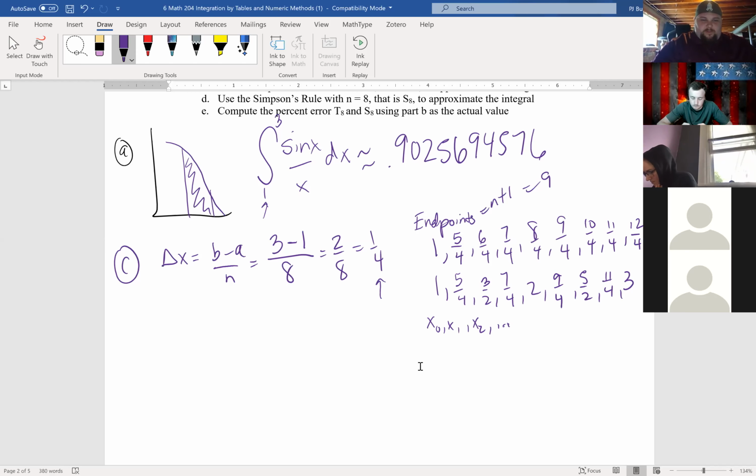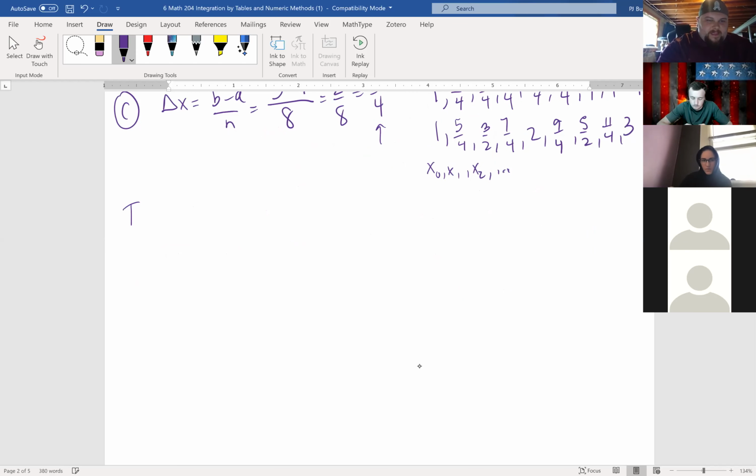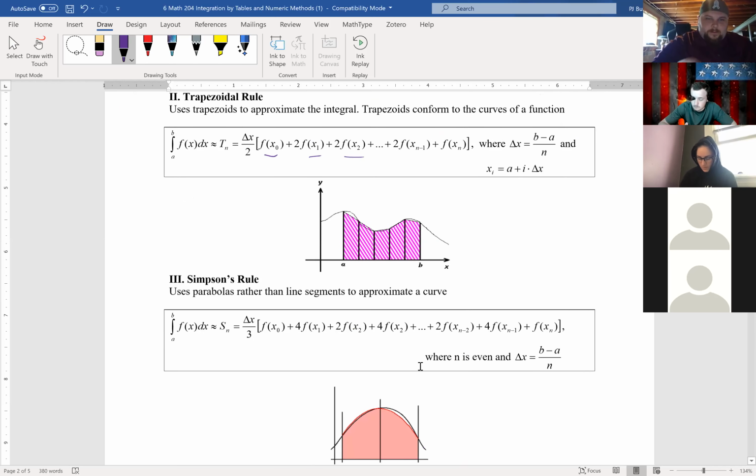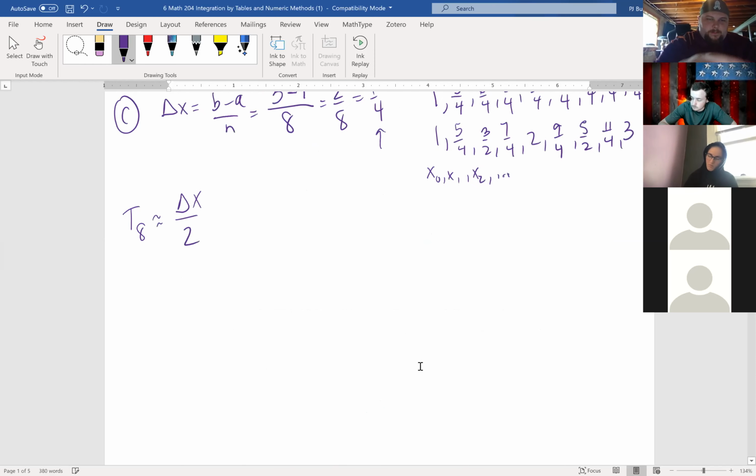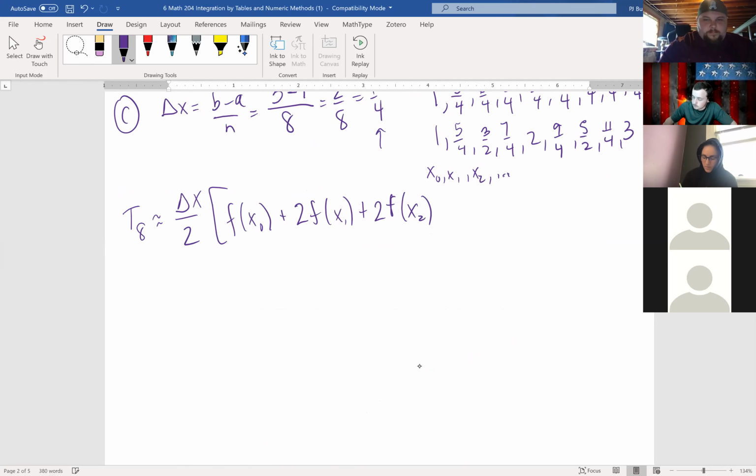So I'm doing the trapezoidal rule first. So T sub 8 is approximately equal to delta x over 2. Then I have f of x0. Then I start doing 2 times. That'll be x sub n.